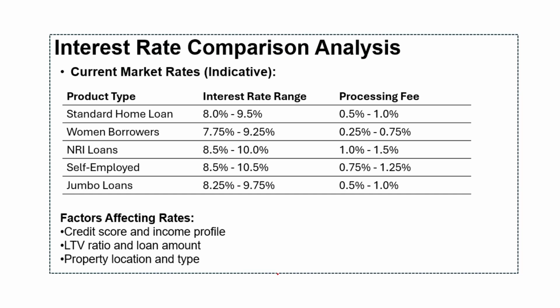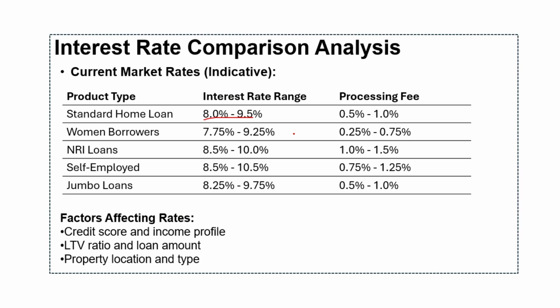Now, let's look at interest rate comparison analysis. This comparative analysis illustrates how different borrower categories and product types affect pricing structure in the current market environment. Standard home loans serving salaried borrowers with good credit profiles typically offer the most competitive rates in the 8 to 9.5% range, reflecting lower risk and standardized underwriting processes.